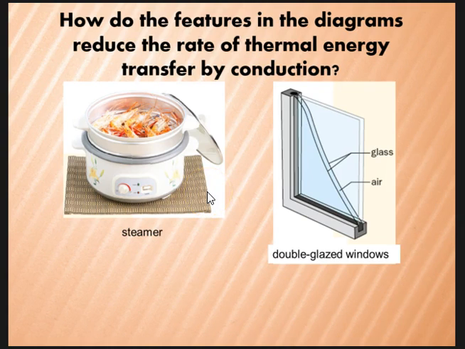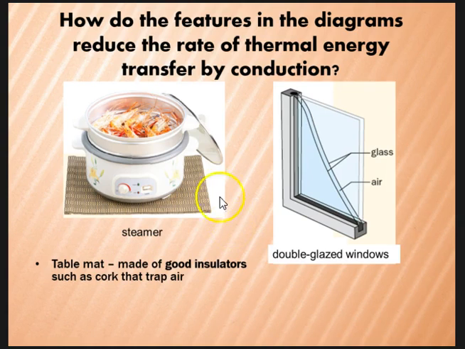Now we know how conduction occurs. Scientists, designers and engineers have come up with ways and means to make use of conduction in the design of everyday items. In this particular slide, we see two items that are very common to our household. First is a steamer, and the other one is double glazed windows. We don't often see these in the hot tropical climate of Singapore, but usually in countries with four seasons. So what are the features that make them very good for our use?